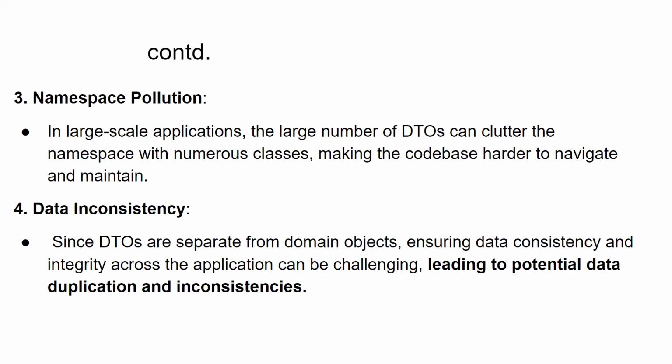With a large scale application, it becomes very difficult to navigate and maintain because of the large number of DTOs on top of the domain objects. The fourth one is data inconsistency. Since DTOs are separate from domain objects, ensuring data consistency and integrity across the application can be challenging, leading to potential data duplication and inconsistency. This creates data inconsistency because DTOs are separate from domain objects.